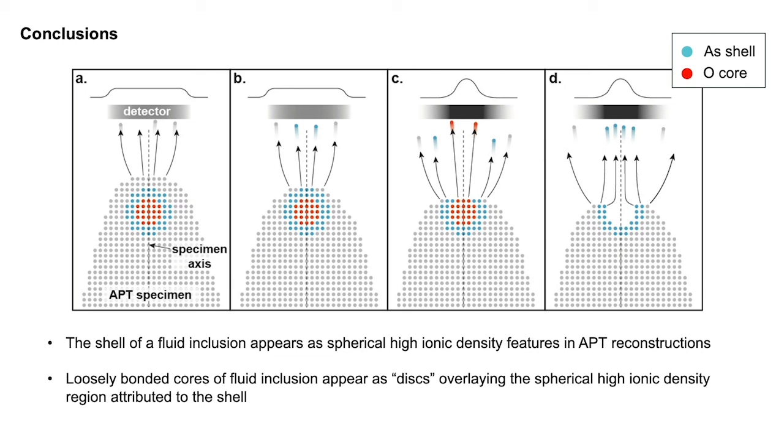And finally, in D, ions from the fluid inclusion shell evaporate at 90 degrees from its concave surface, resulting in converging flight paths and localized high-density regions on the detector.